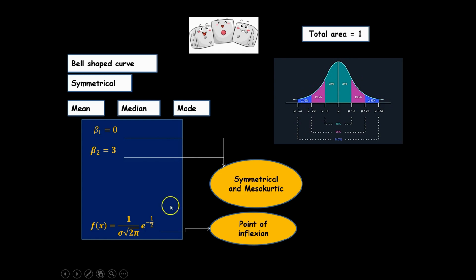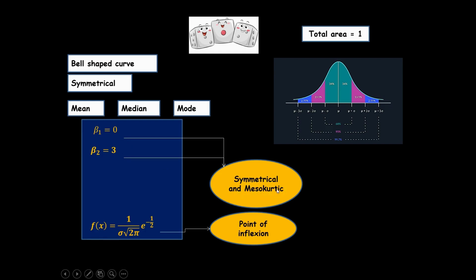And we have two important things here. One is symmetry and another one is kurtosis. The coefficient of skewness here is 0, so it is symmetrical. There is a very important concept in study: one is skewness and the other is kurtosis. Skewness shows us the symmetry of a curve. If it is 0, then this curve is symmetric, and the coefficient of kurtosis gives us the peakedness of a curve, and it is mesokurtic.